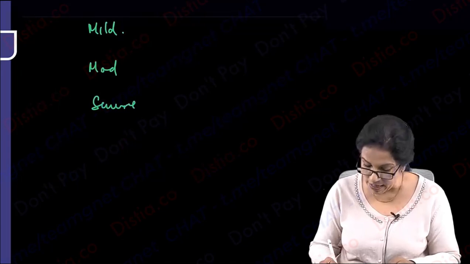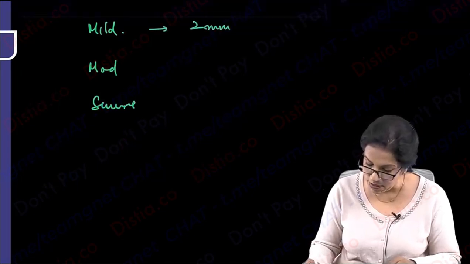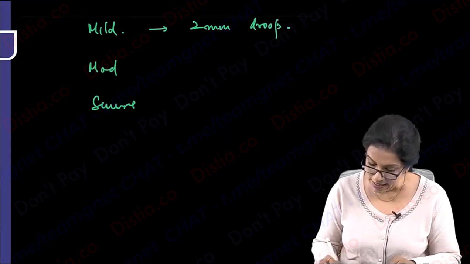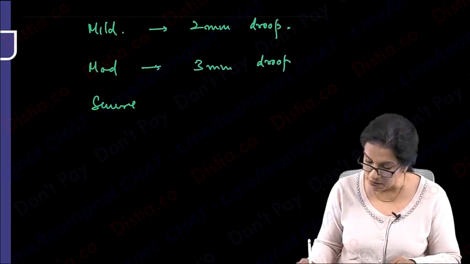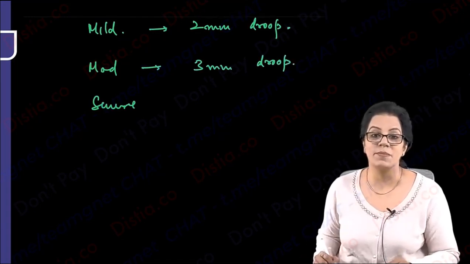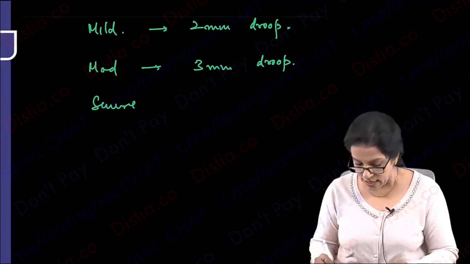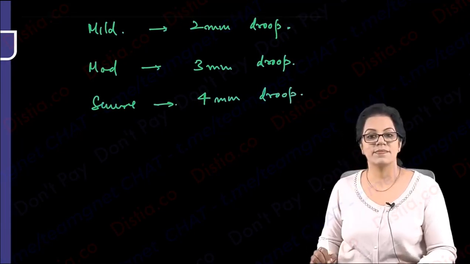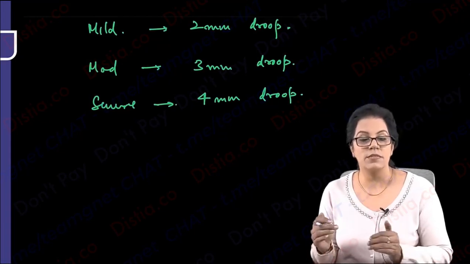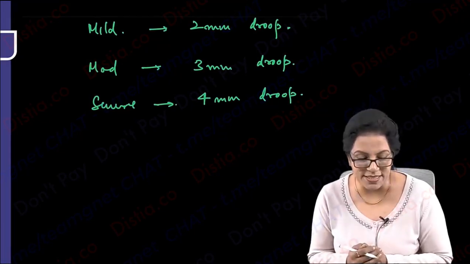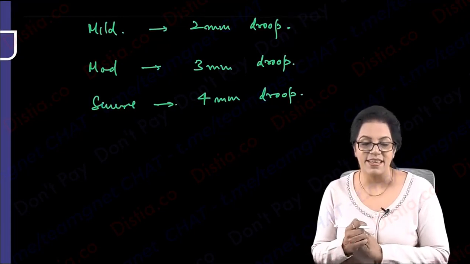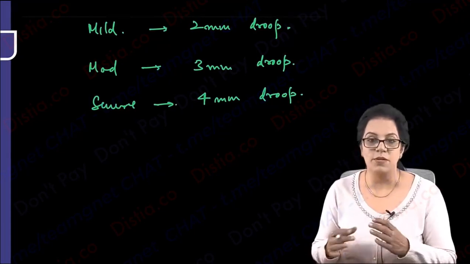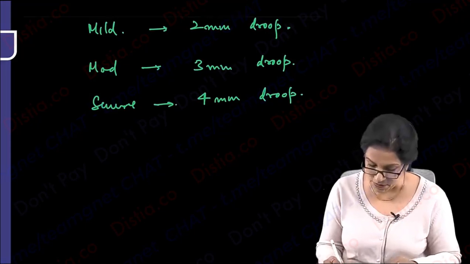Mild means only 2 millimeter droop. Then 3 millimeter droop means it's 5 millimeter from the upper limbus, isn't it? So, this is moderate, and severe is 4 millimeter droop. Right. So, this is how we are grading ptosis. Now, once we know this, what is the treatment of ptosis?